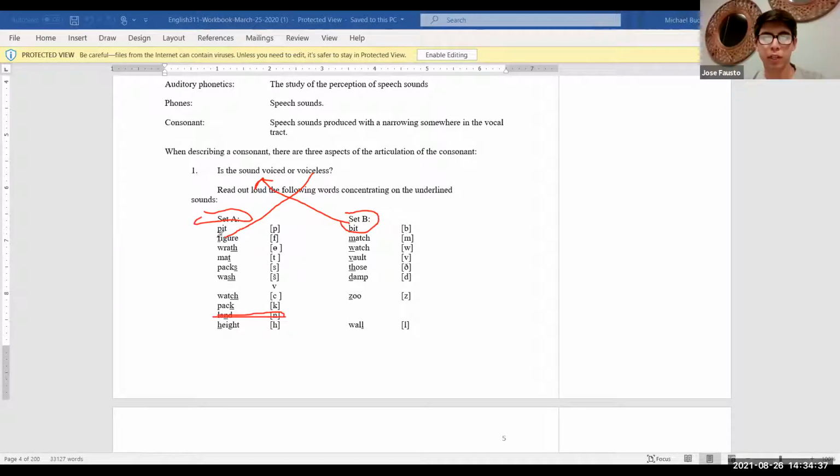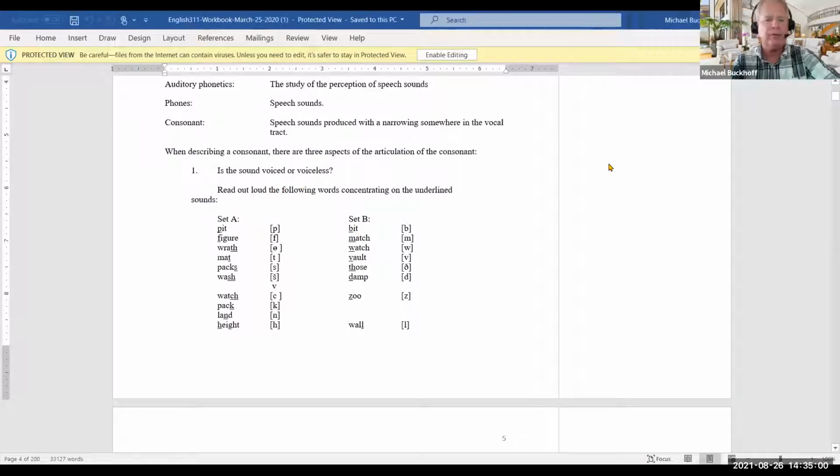Okay, so the first word is bit, match, watch, pot, dose, damp, zoo. Right, so in all those examples, we're dealing with what are called voiced consonant sounds. So that's the first thing. That's step number one: which sounds in the language are voiced and which ones are voiceless? And there we go. So let's go to number two.